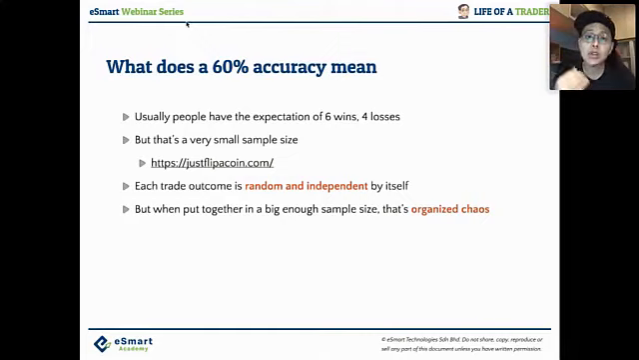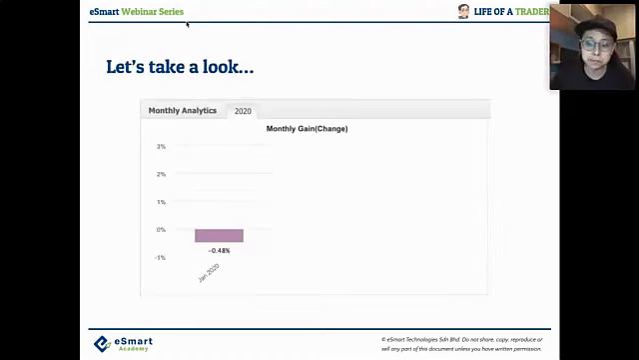So with trading itself, if you do it in a very small sample size, your outcome is random. But if you have a large enough sample size, then everything becomes an organized chaos situation. So let me just share with you a very real personal thing. Over here, I'm sharing with you something very recent.